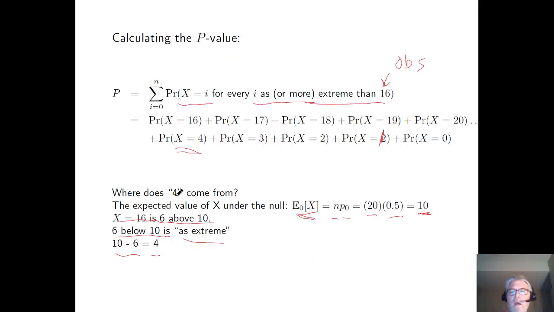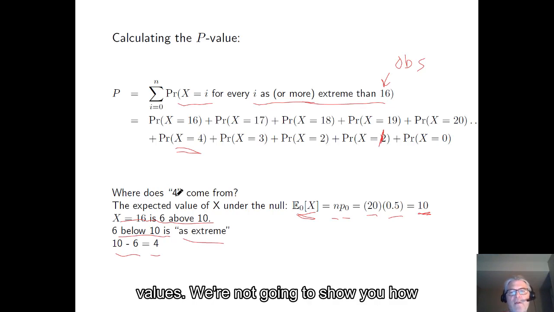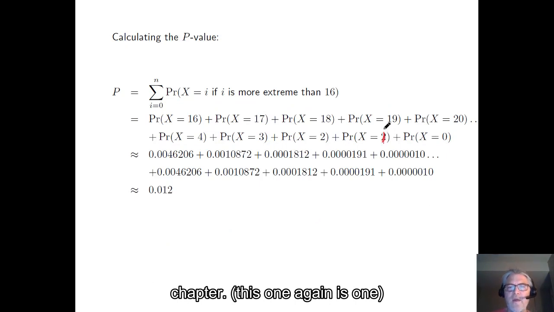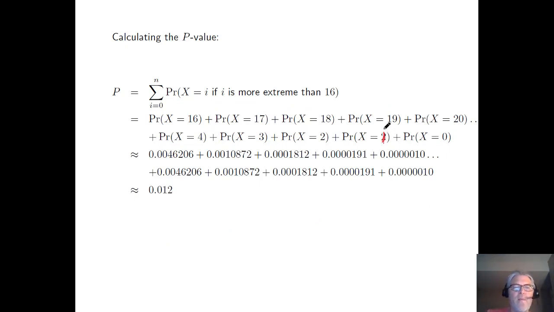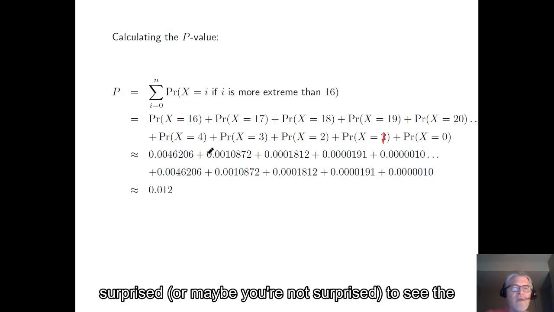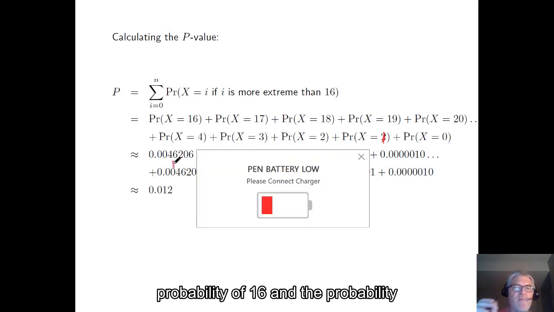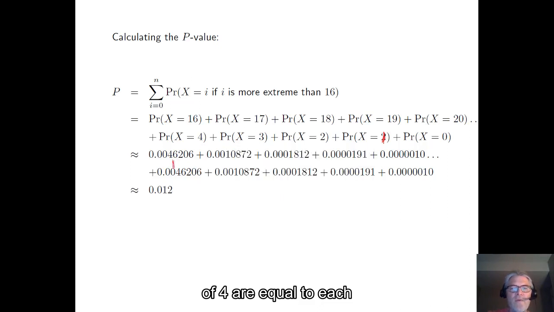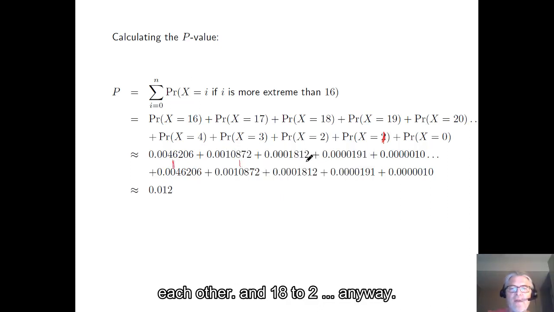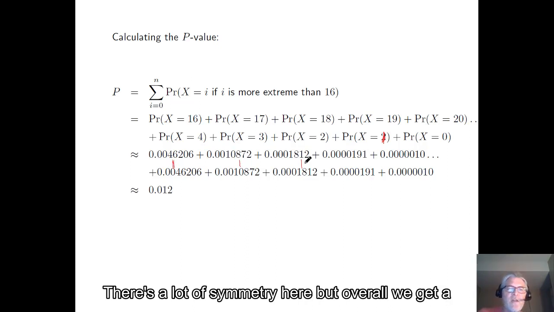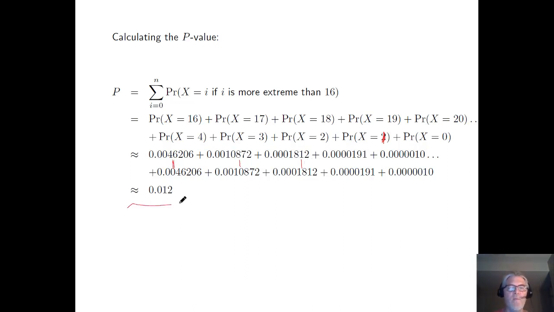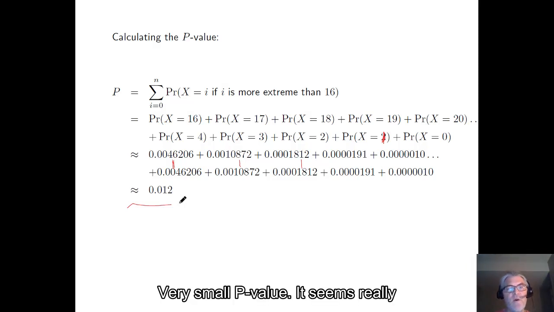Okay? So we need to sum up all of those values. We're not going to show you how to calculate these numbers until next chapter. This one again is 1. But these are the numbers. Because of the symmetry in this, you shouldn't be too surprised to see the probability of 16 and the probability of 4 are equal to each other, and 17 and 3 are equal to each other, and 18 and 2. Anyway, there's a lot of symmetry here, but overall we get a p of 0.012 or 1.2%. So a very small p-value. It seems really unlikely that we would get a value of 16 or more extreme if the null were true.